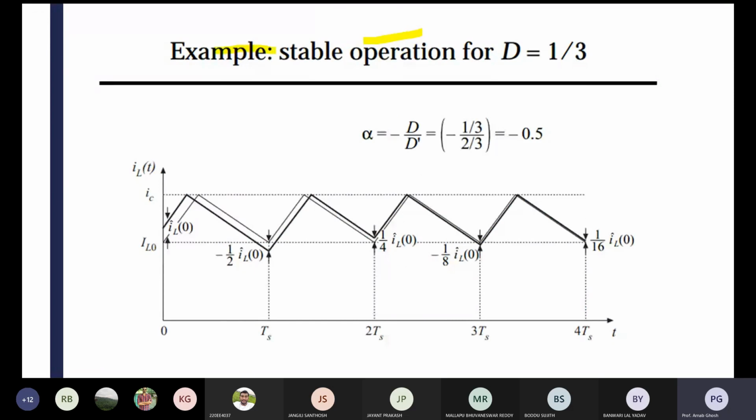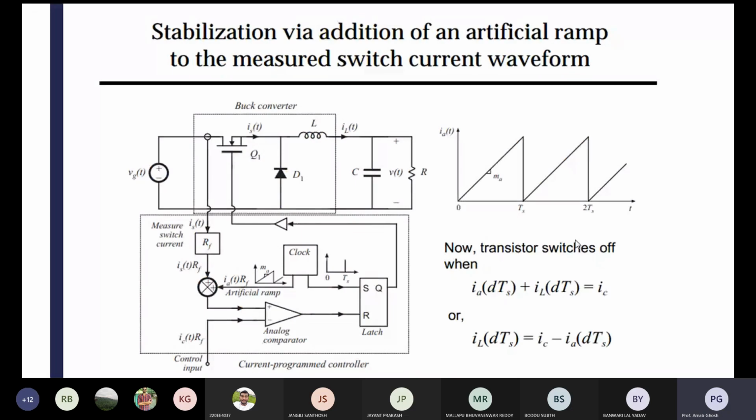Okay, it is stable. Finally, it is superimposed at that point. So it is called stable. Here you can see both are superimposed. Okay. So stabilization is via the addition of an artificial ramp. You have to add an additional ramp over here, that I am telling.